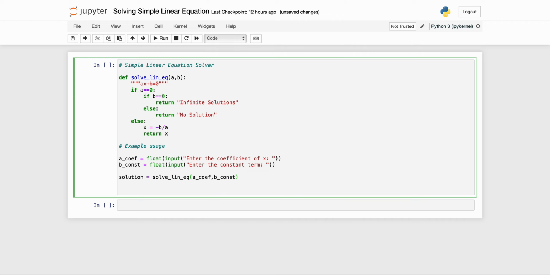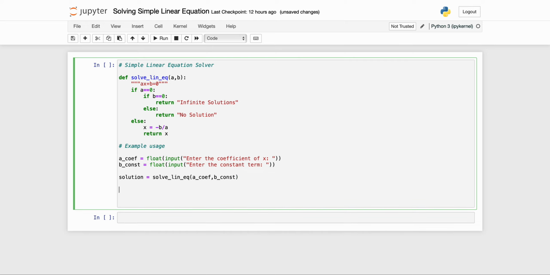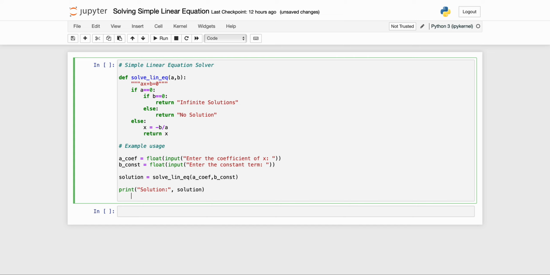Okay, and then once you put those in, it's going to put those two coefficients through the function, and then we can print our solution. So let's print our solution, and in this case you have to let the print function know that it's printing the actual solution that we just built up here. Okay, so now we can go ahead and run this.